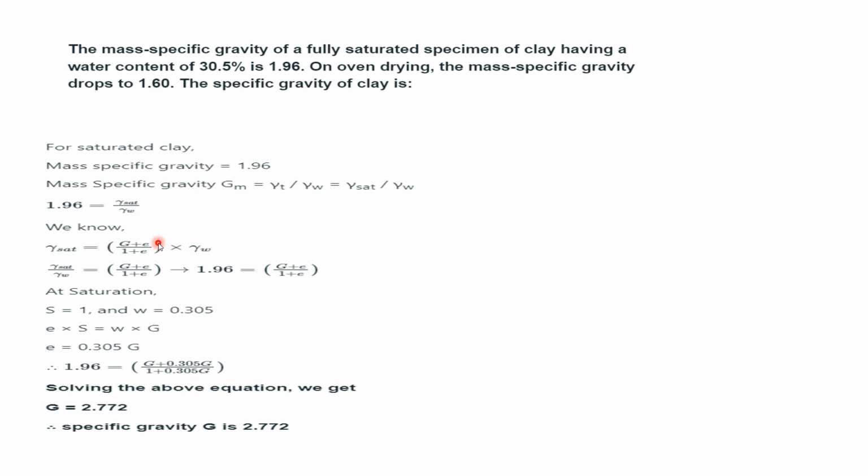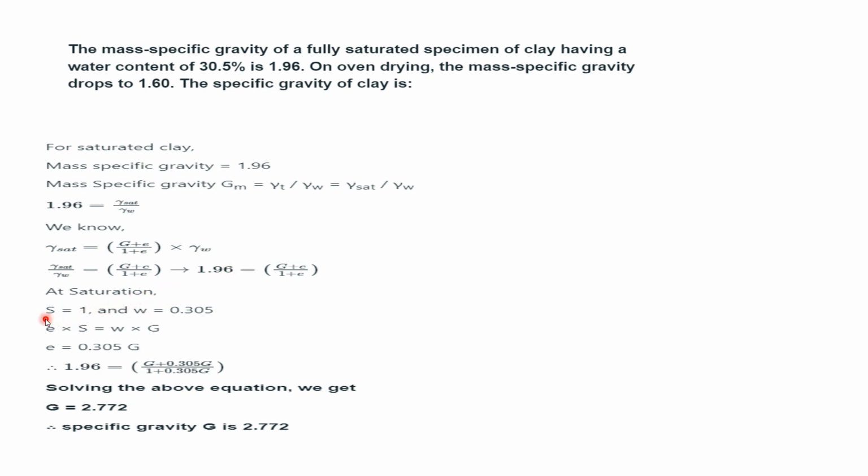That is what it measures. It's not that someone is going to take a scale and measure it directly. It is a quantity which is to be derived in other ways. So void ratio is given by e, in gamma saturated equals (G plus e) by (1 plus e) into gamma w. In this, we take this gamma w to the denominator. So gamma sat by gamma w is (G plus e) by (1 plus e). We know that gamma sat by gamma w is 1.96.